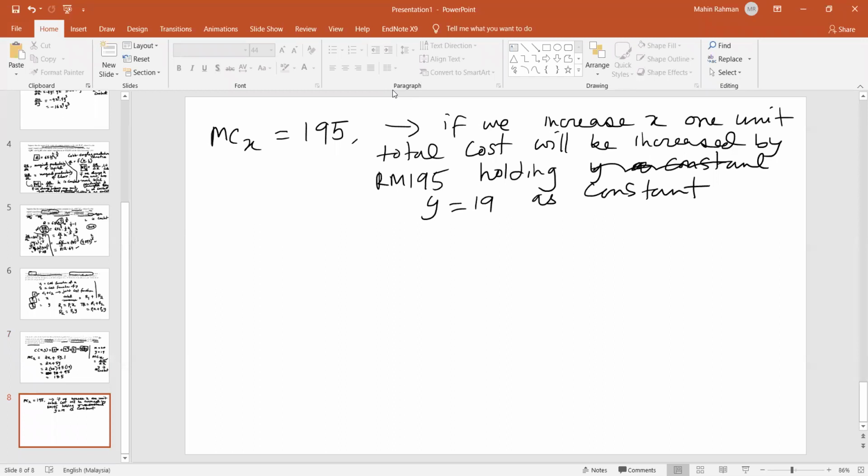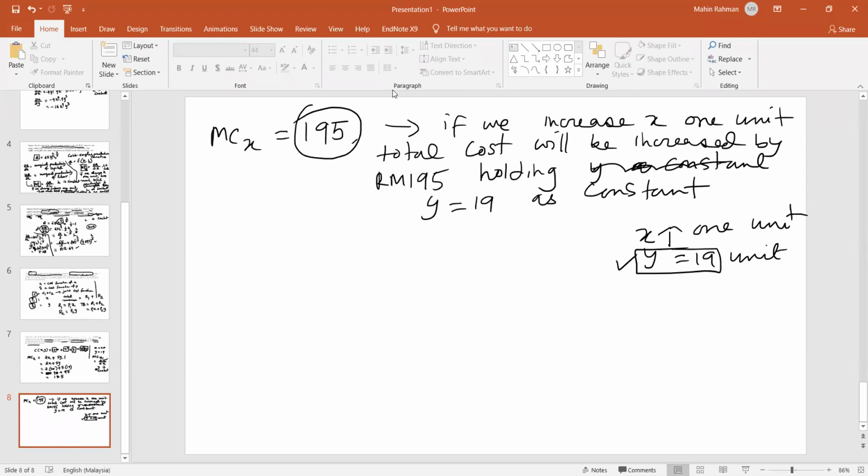Like you have to produce 90 units of y, only you increase x by 1 unit. That means you increase x by 1 unit, but y you still produce 19 units. You don't increase or decrease y. You still produce 19 units of y, only you increase x by 1 unit, then the total cost will be increased by how much? 195. That means this is actually the additional cost.